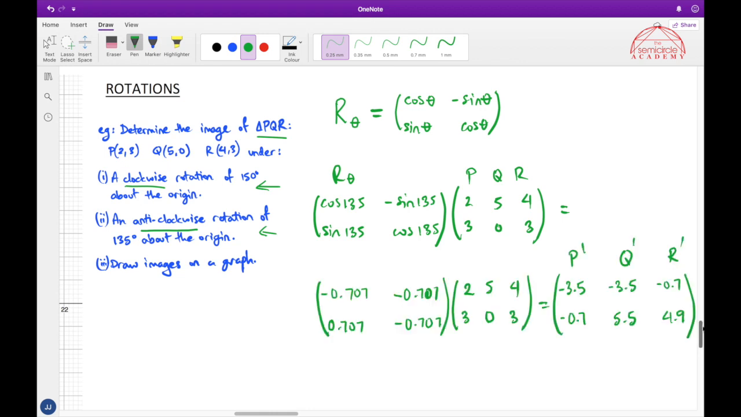Right, hopefully when you did your calculations, you would have gotten negative 0.707, negative 0.707, 0.707, and negative 0.707 to be your rotation matrix. When you multiply that by your object, you would have gotten this image: P prime is negative 3.5 and negative 0.7. Q prime is negative 3.5 and 5.5. And R prime is negative 0.7 and 4.9.